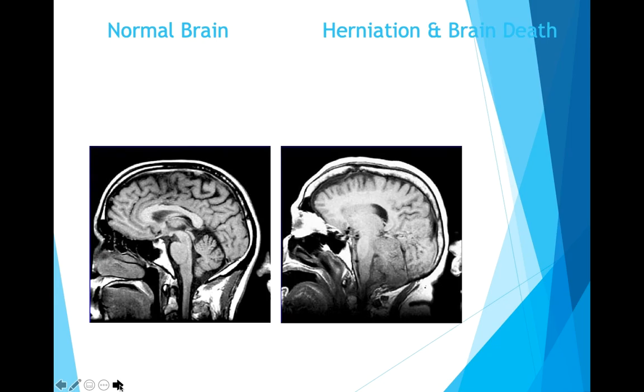So here's a normal brain on the left. You can see that there's some space in here. This is that edematous, swollen, enlarged brain. Since you're in that enclosed cranial vault and there was nowhere for this brain tissue to go, as the brain swelled, it pushed down through the foramen magnum. So your brainstem pushed down, and this is called herniation, which leads to brain death.